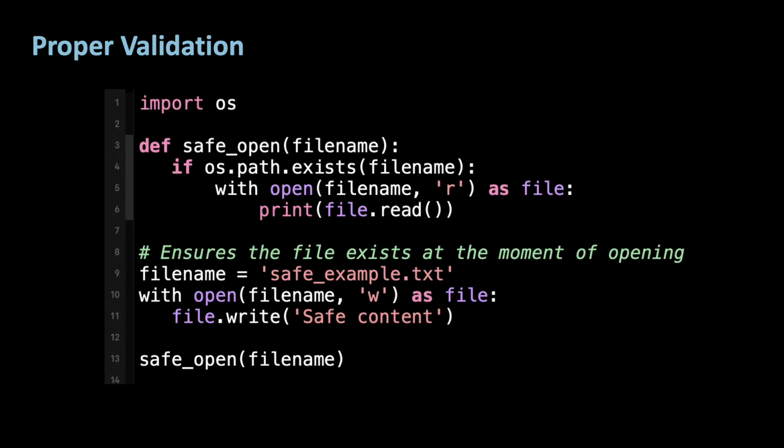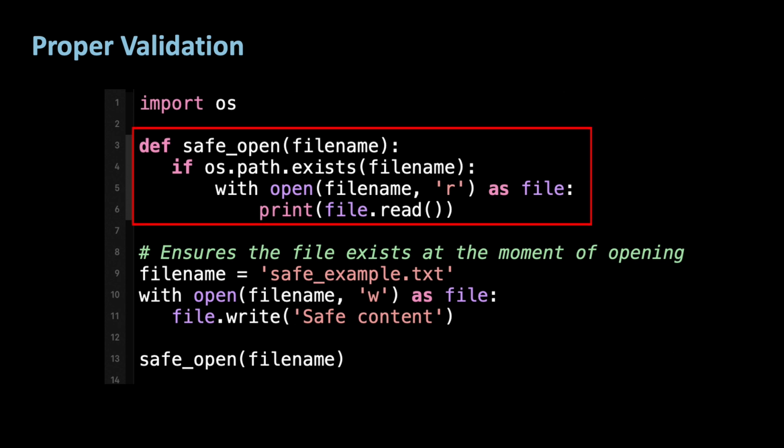Finally, proper validation. Always validate inputs and conditions right before performing actions and recheck if there's any chance the state could have changed in between. So here, the file is checked and opened in a manner that reduces the window for TOCTOU, so time of check to time of use, vulnerabilities. So the prevention here is that we ensure that the state of the file is validated immediately before use, which helps prevent race conditions.